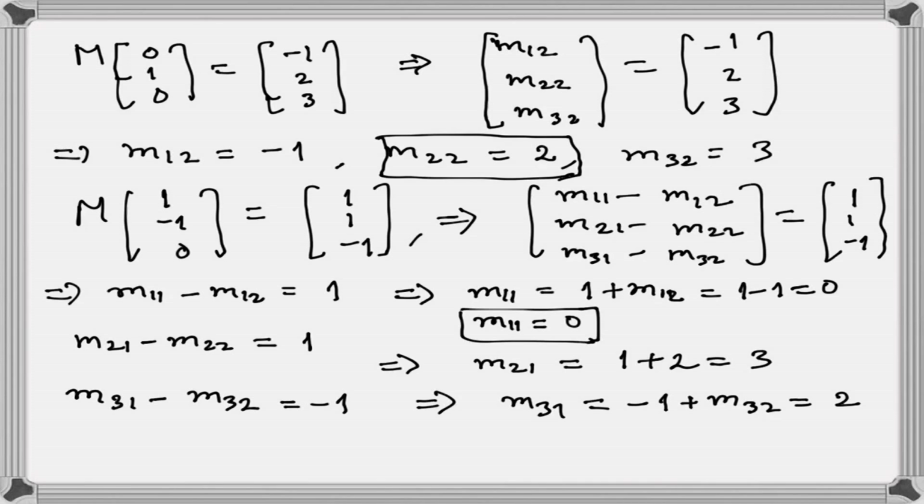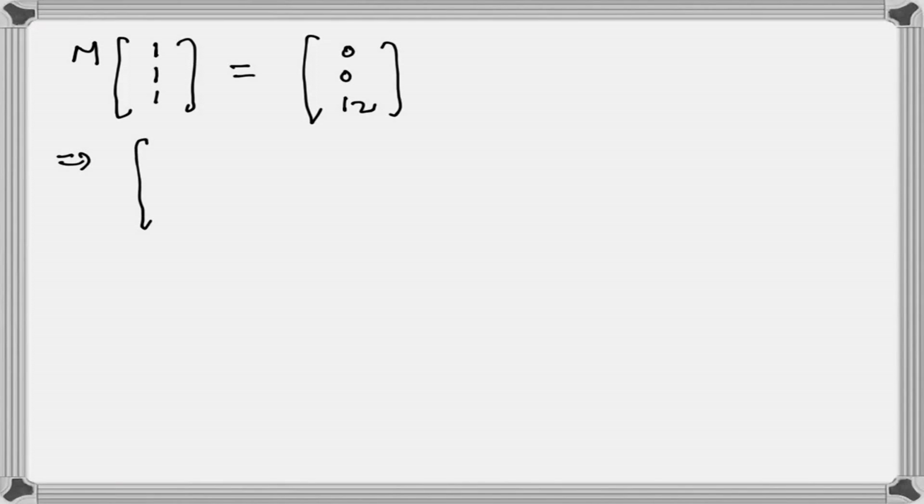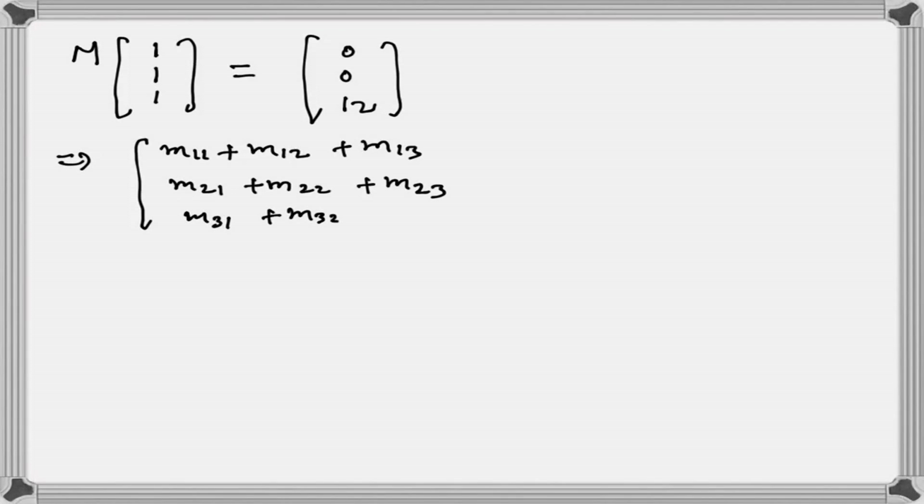Now let's go back, because we still need to calculate M33, from the last equation. The last equation is the matrix [1 1 1] times M equals [0 0 12]. This implies M11 plus M12 plus M13, M21 plus M22 plus M23, M31 plus M32 plus M33 is equal to 0, 0, 12.